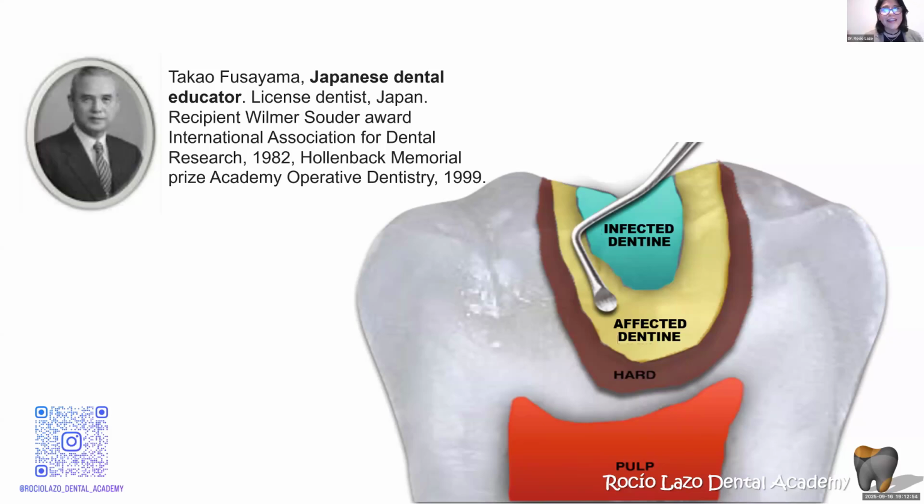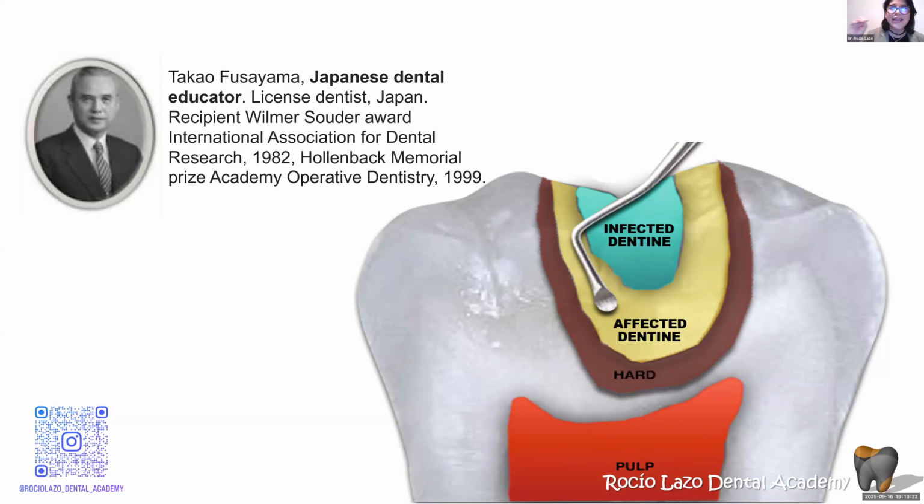Okay, but in the 80s, at the same time that you had the Black protocol that said remove all the dentin lesion, infected and affected, or the Hall technique that says don't need to remove anything, you had the philosophy of Dr. Fusayama. Dr. Fusayama said in the 80s that selective caries removal is important. Dr. Fusayama showed that in a dentin caries lesion, you have two zones, infected and affected dentin.